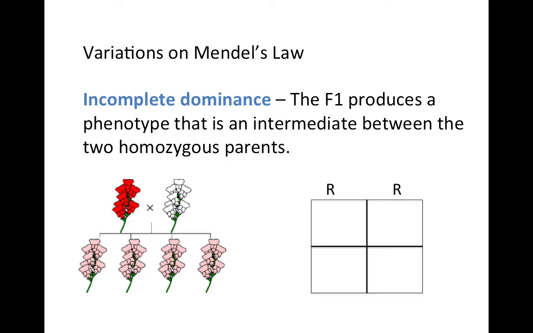Show this on a Punnett square. You have a homozygous red, which is big R, crossed with a little r, that would be the white snapdragon. The genotype that you get is all heterozygous, but the phenotype that you see would be all pink flowers.